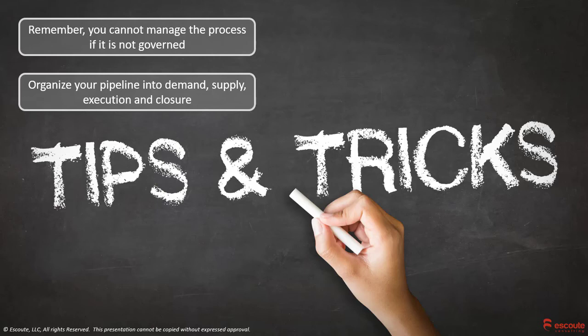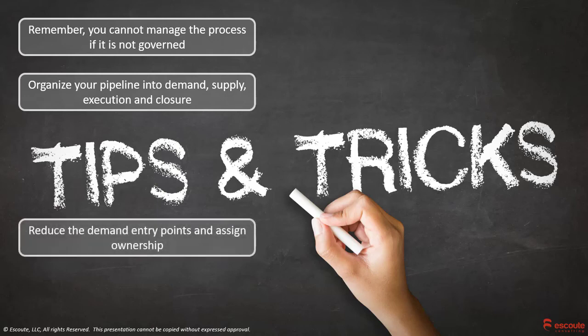Next, organize that pipeline we talked about into demand, supply, execution, and closure. This course was broken up into demand and supply. We didn't talk as much about execution and closure because that's really more on the project and program management side. Our current issue is how we're managing that relationship between demand and supply. That gives you a great way to organize this. Next, reduce the number of demand entry points. Remember that slide where we had all those boxes of things coming into the organization?